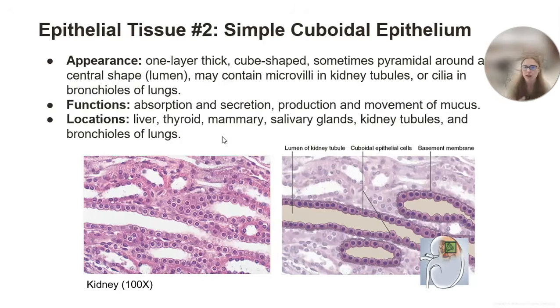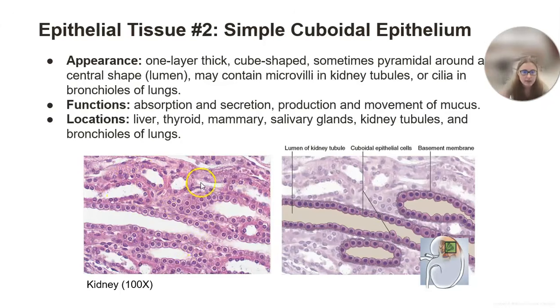We're going to find this tissue type in places like the liver, the thyroid, the mammary glands, the salivary glands, the kidney tubules. These are all areas where it's really important for us to absorb and secrete stuff. Then we'll also see it in the bronchioles of the lungs, a place where it's really important for us to be able to create mucus to trap any sort of dust particles, pollen, whatever pathogenic substances might be in the air we breathe in. We want to capture that using mucus, and then we want the cilia to help move that mucus along that bronchiole so that it goes up the trachea and we can swallow that away.